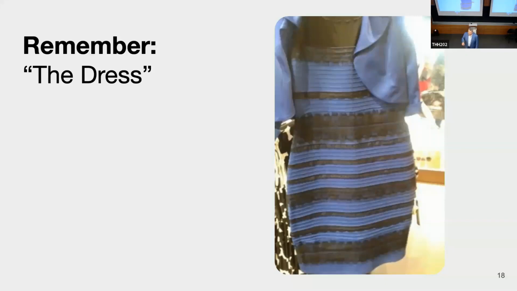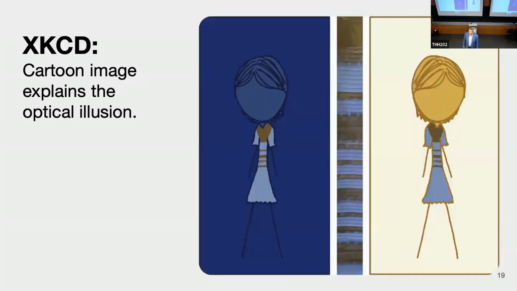And on the internet, people were either seeing black and blue or gold and white. And the black and blue is the actual color, in fact. But everybody was blown away that we're seeing different things. And XKCD is a technical cartoon, and they explain why. So we're trying to fill in information. Our brains see a picture, and we're trying to fill in the information.